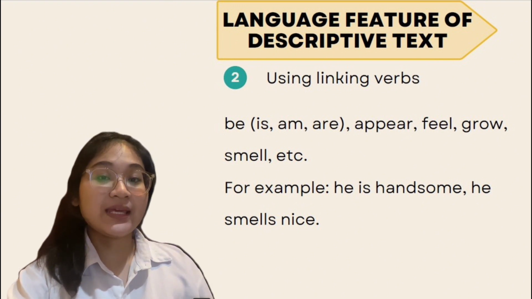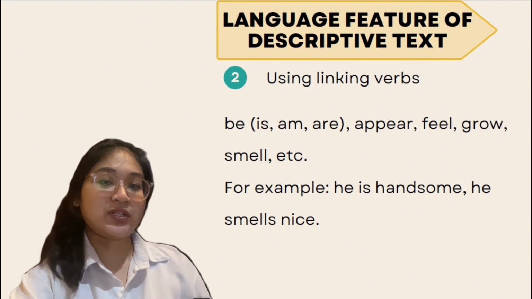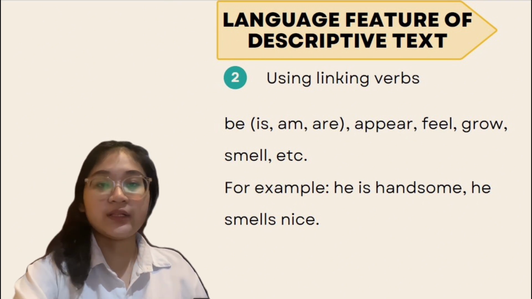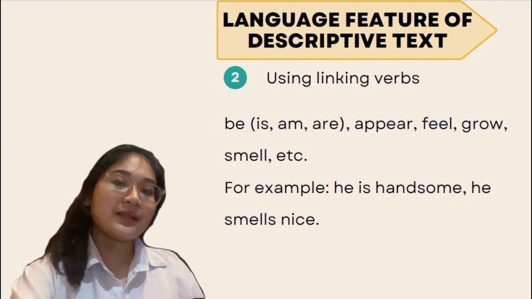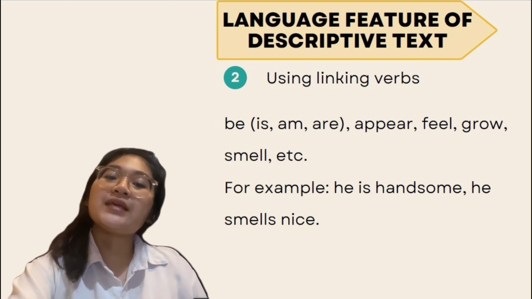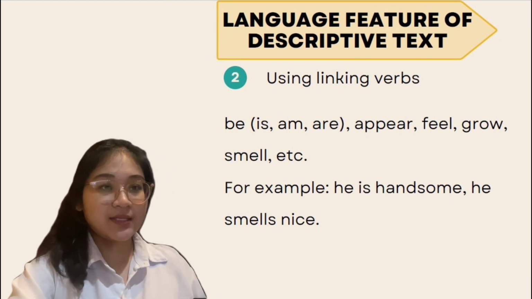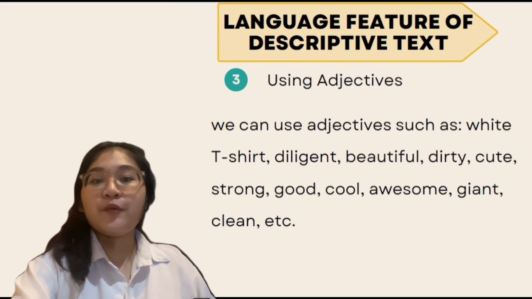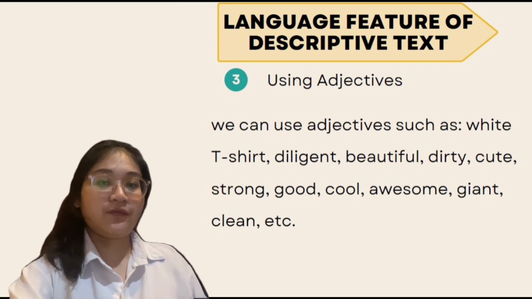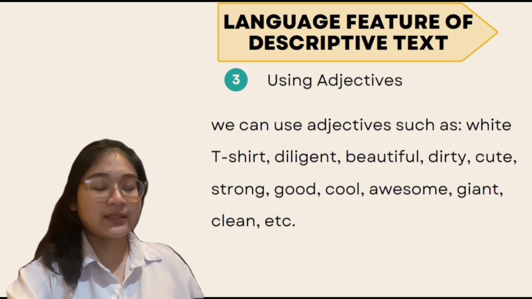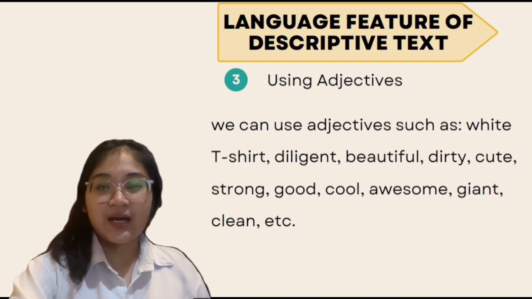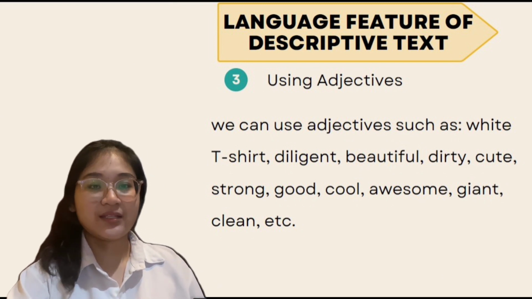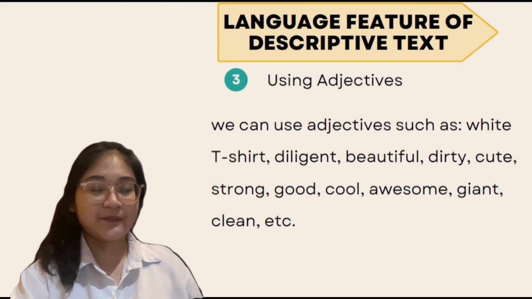The next one is using linking verbs to show a state, such as to be (is, am, are), appear, feel, grow, smile, and so on. For example, it can be: he is handsome, he smells nice. We also use a lot of adjectives here in descriptive text. Adjectives play a crucial role in giving a picture for the readers and conveying specific details about the subject.